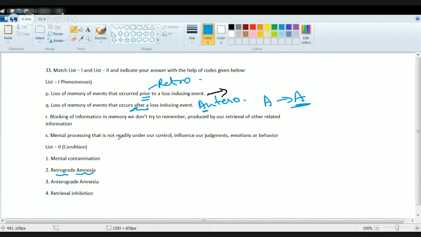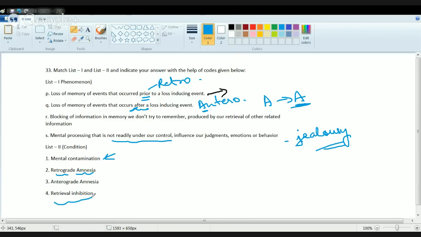Now, mental processes that are not readily under control. What are those? Mental processes that are not readily under our control are a kind of contamination. Why do we call it contamination? We call it contamination because it is not being influenced by anything in our surroundings, and it readily flows out of our mind. For example, feeling of jealousy. If you are feeling jealous of someone else, you are not willing to feel jealous of your brother or sister or your relative or someone, but it readily flows out due to some instant thing that happened. So that is what is mental contamination.